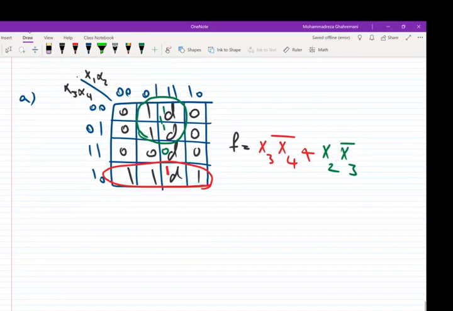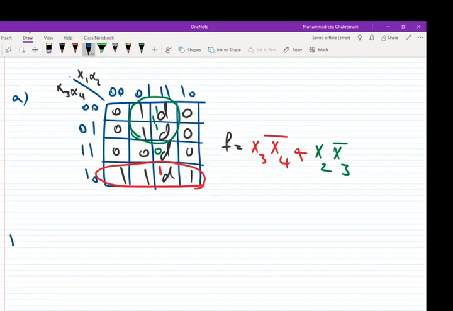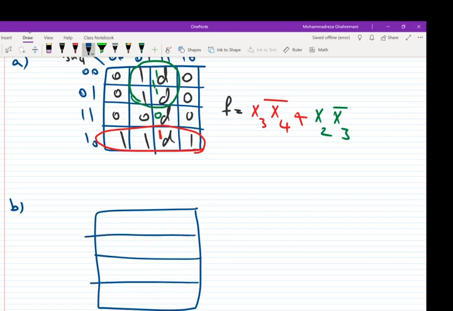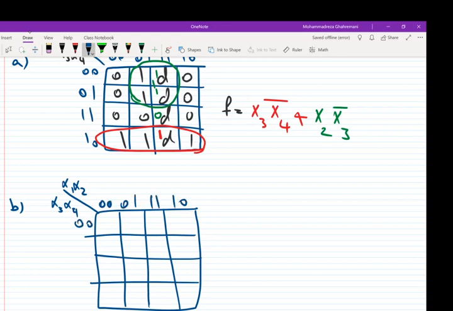Let's solve part B of this example. So this time we have the same table. x1, x2, x3, x4: 0, 0, 0, 1, 1, 1, 1, 0, 0, 0, 0, 1, 1, 1, 1, 0, 0 1 D 0 0 1 D 0 0 0 D 0 1 1 D 1.